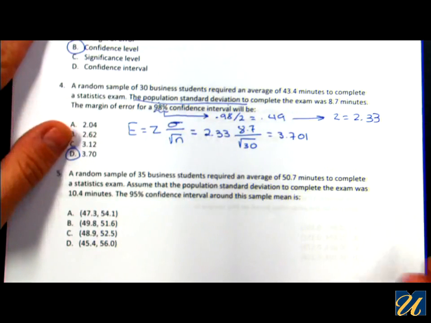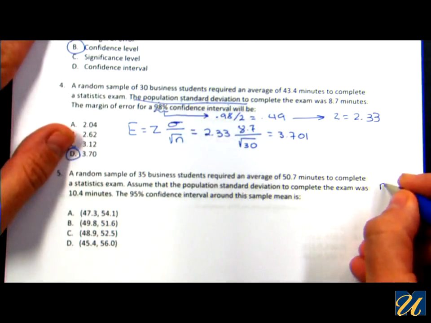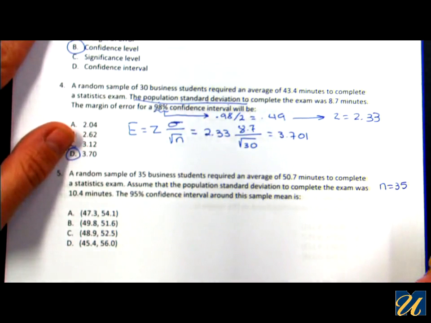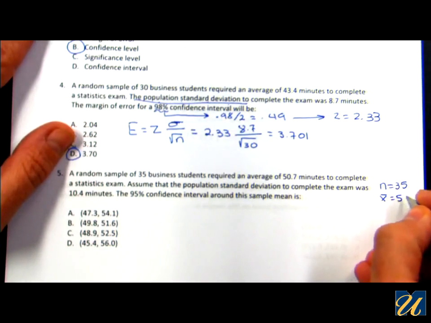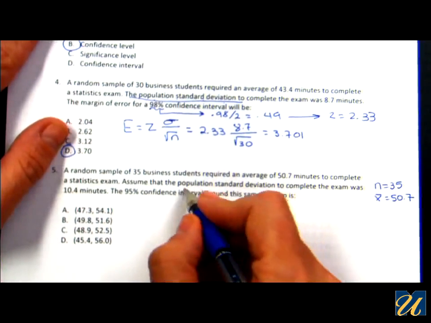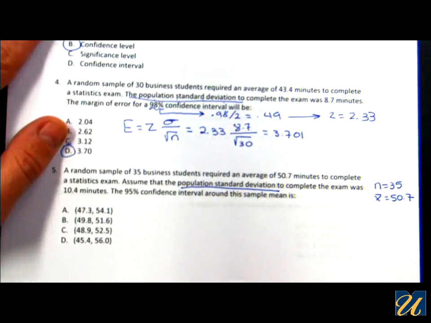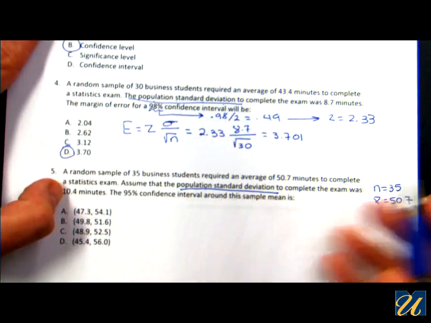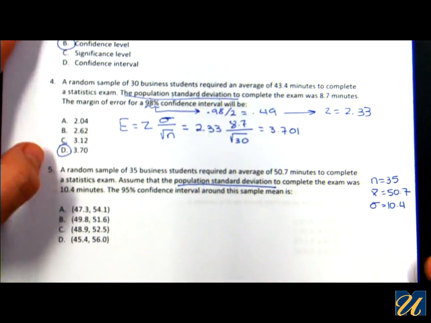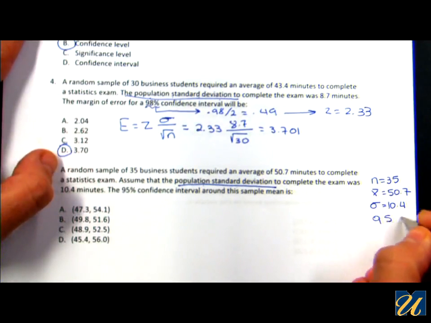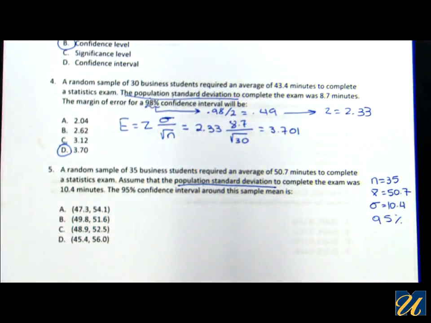A random sample of 35 business students, that means n is equal to 35, required an average of 50.7 minutes to complete a statistics exam. That means x bar is equal to 50.7. Assume that the population standard deviation to complete the exam was 10.4. Population standard deviation, this is your sigma. Sigma is equal to 10.4. What is the 95% confidence interval around this sample mean? So, sigma is given. Automatically, I know that I'm in case 1.